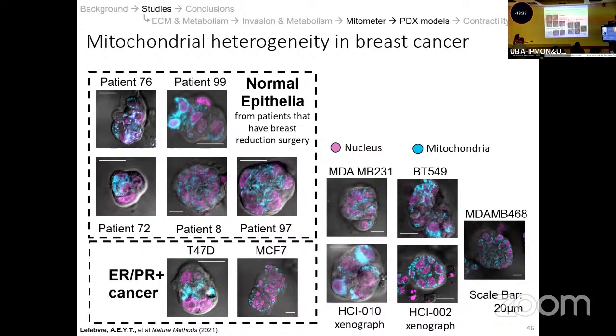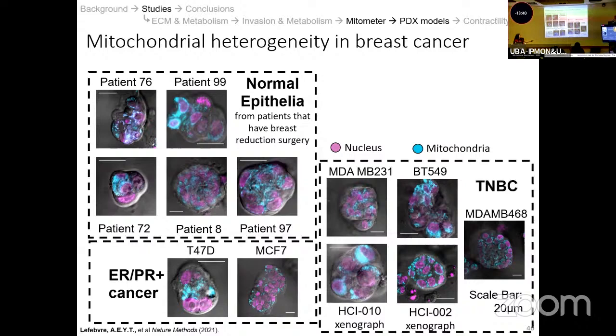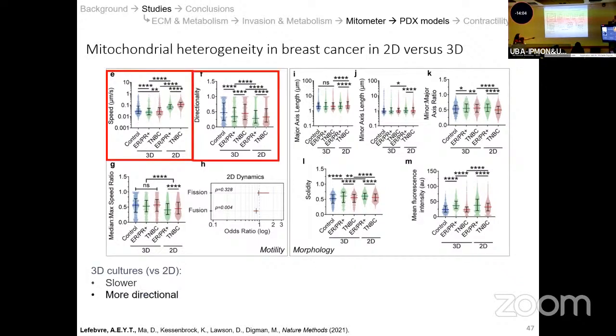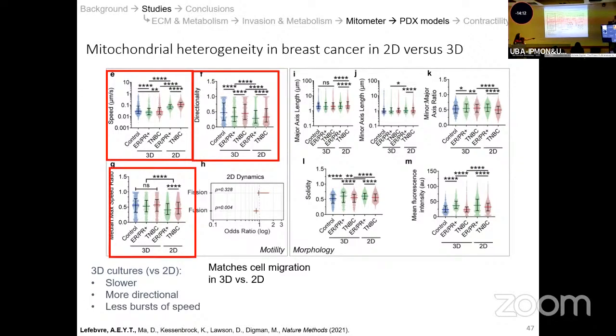These are isolated cells, ER/PR positive cancer cells. We have MB231 cells and other triple negative breast tumor cells. And these are xenograft cells. So we did 3D spheroid conditions versus 2D conditions. And this is a lot of data, but I'm going to summarize here. What's the difference between 3D and 2D? That in cancer cells, the mitochondria is slower, but they're more directional. So there's definitely directionality. They have less bursts of speed. It matches the cell migration in 3D versus 2D.